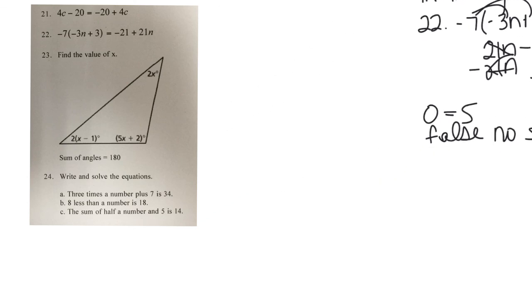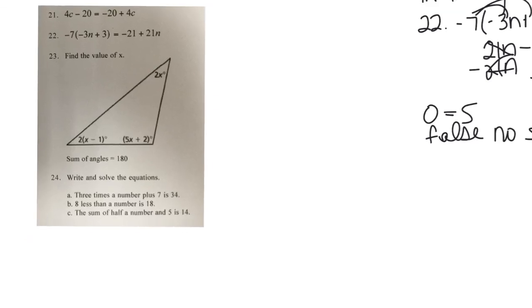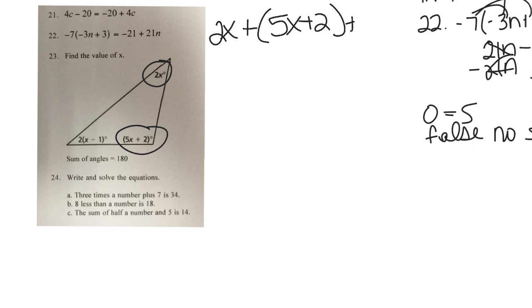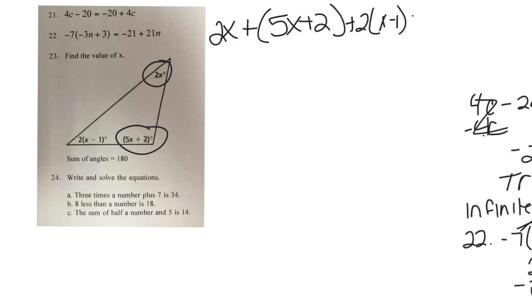Number 23, the sum of the angles of a triangle add up to 180 degrees. So on the test, you're going to be getting points for writing the equation. 2x, this angle, 2x plus 5x plus 2 plus 2 times x minus 1 equals 180. Okay, so we added up all the angles, and the sum of those angles all add to 180.